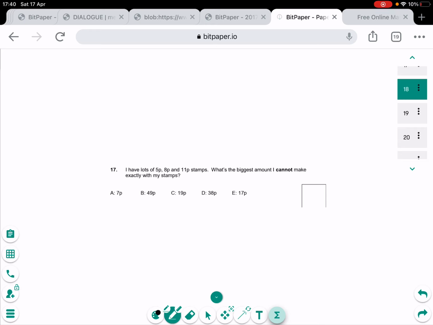I actually think there's a possibility that there's unlimited, but what I'm going to do is just test these out. 5p, 8p and 11p stamps. 7p can't be made. That kind of works, but let's check for more. 49. So obviously 45 plus 5, that works.